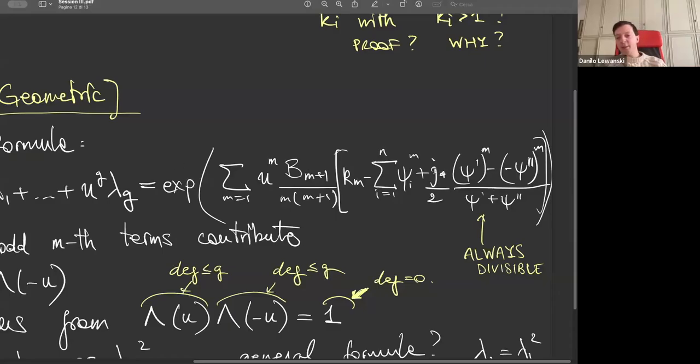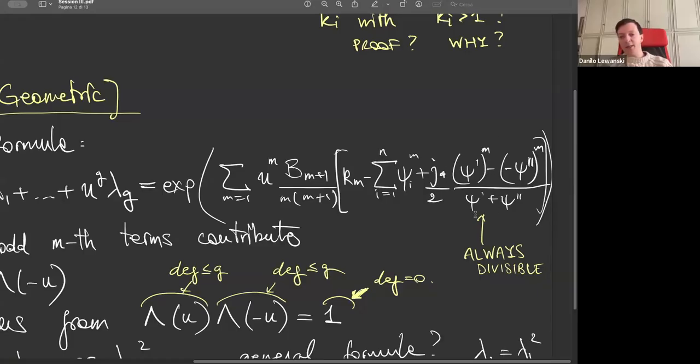But anyway, my point is that because here you have an exponential, this J is applied several times, not just once. In principle, you could apply it at most 3g minus 3 plus n times, right? And so this creates a node or an edge.